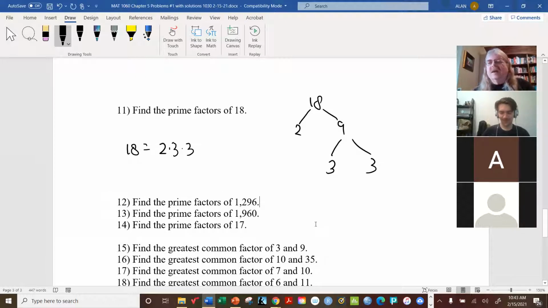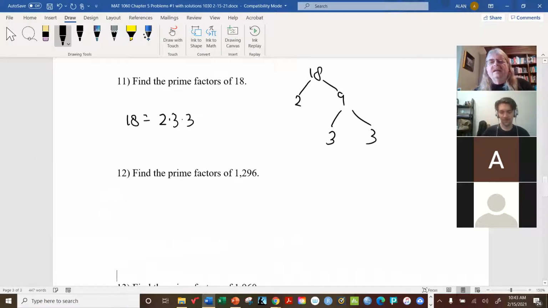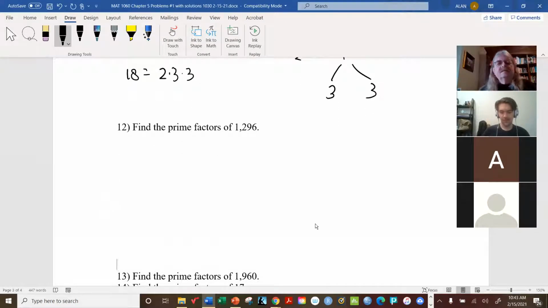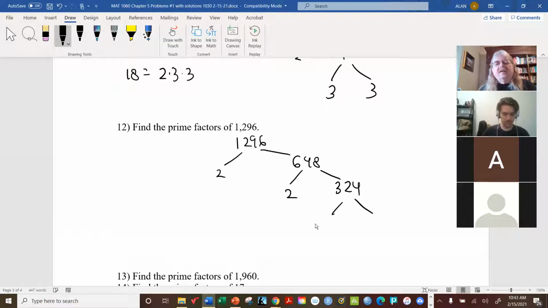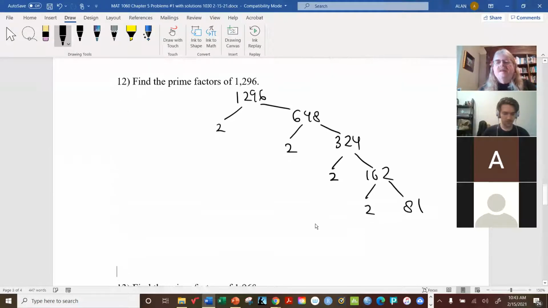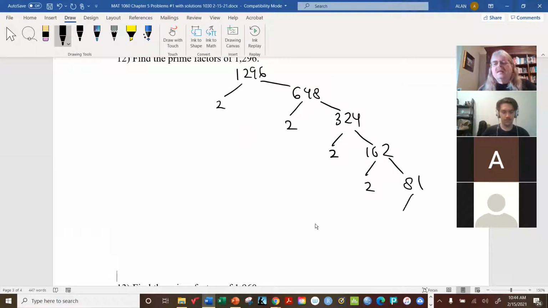1296. Oh, this is going to take a while. Oh, man. All right, let's do it. So since it's even, you may as well cut it in half. Man, that's a lot of even numbers. Oh, here we go. We got one that's not even. Now, 81, of course, is 9 times 9. Each one of these is 3 times 3. So that's a lot of prime numbers.